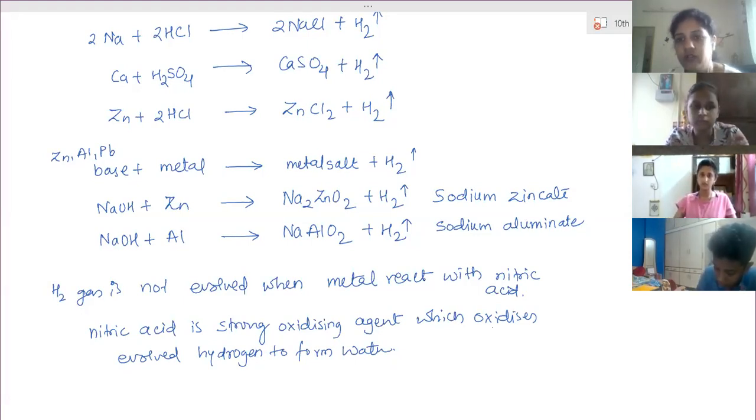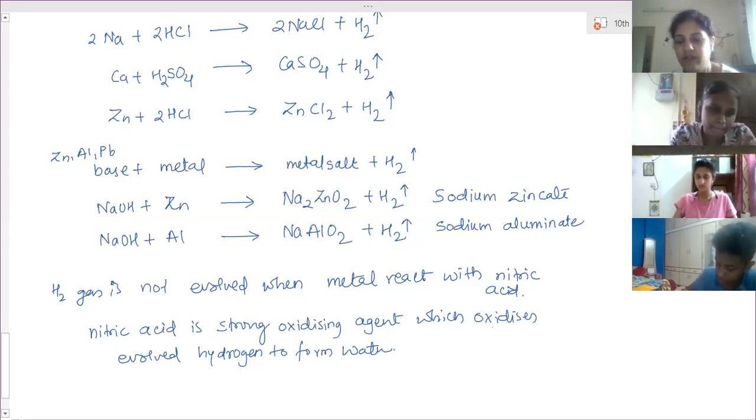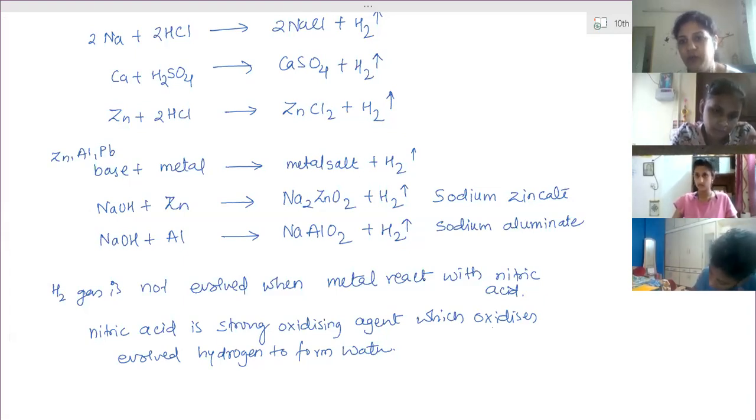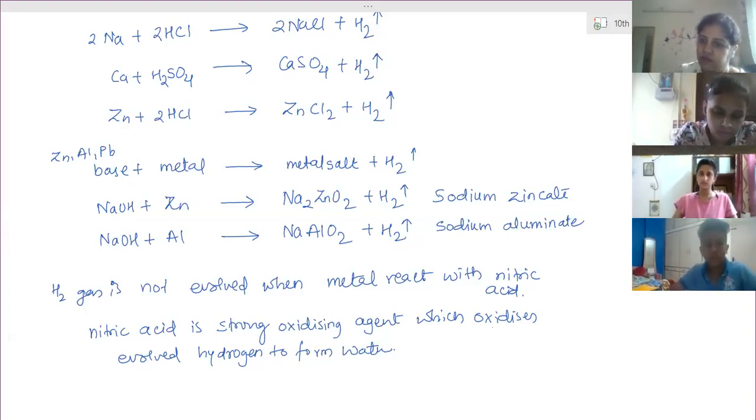What are those? Magnesium and manganese. Magnesium and manganese, Mg and Mn, are the two metals. There are a few more, but these are the known metals. When they react with very, very dilute nitric acid, that is 5% dilute nitric acid, hydrogen gas is evolved. Okay.